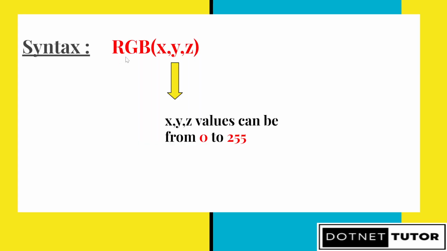We have some syntax. Colors can be specified in the HTML page by using the RGB formula. Here we can see the X, Y, Z values can be from 0 to 255. If we mention X as 0, Y as some value between 0 and 255, and Z as 0, then it will give some color based on the numbers we have given.